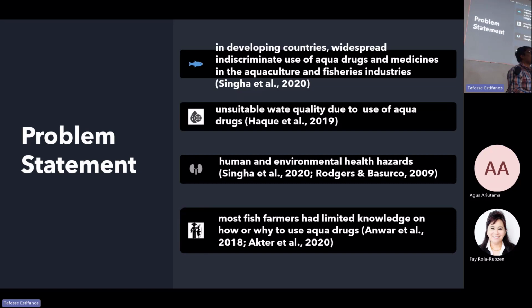In this study, I also did a survey with different fish companies and other feed companies, to find out what the major aqua drugs, especially antibiotics and gas reducers, are now being used in Bangladesh.